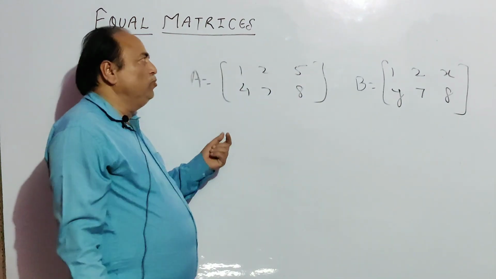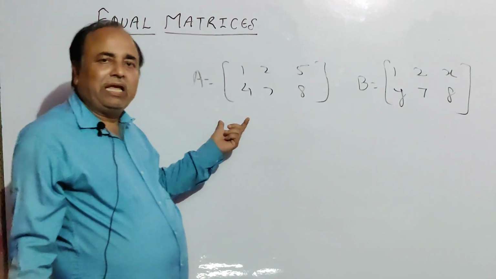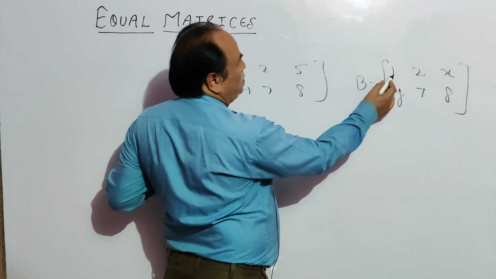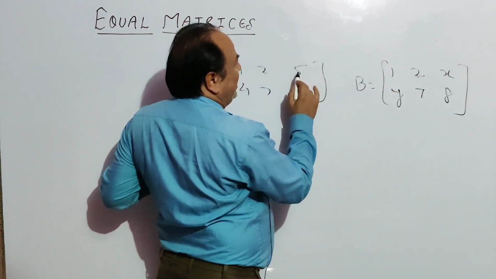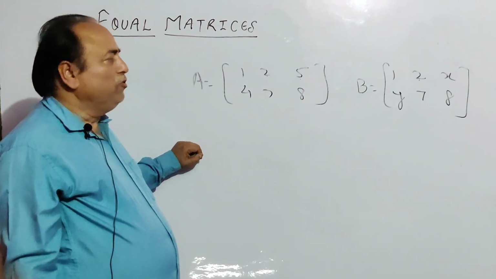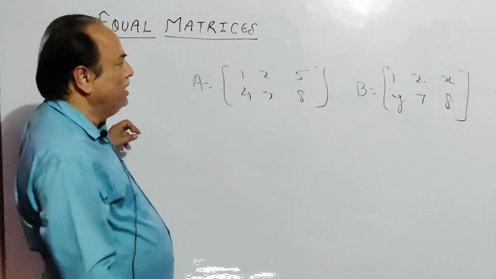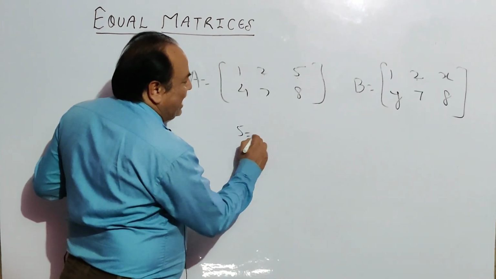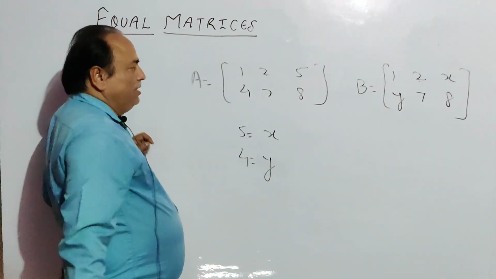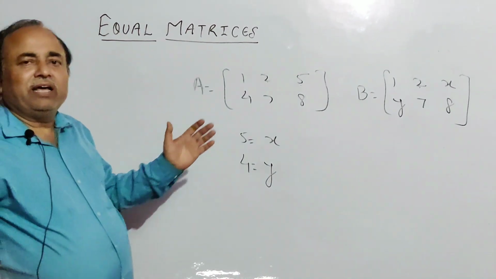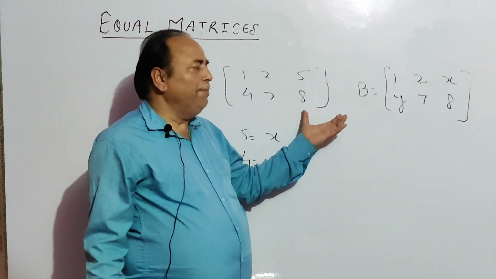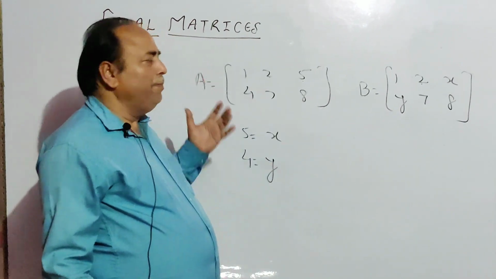So I have told you that two matrices are said to be equal when they are of the same order and their corresponding elements are equal. Here it is 1, and here it is also 1; here it is 2, and here it is also 2. That means when these two matrices are equal, we can find the values of unknown quantities also. That means 5 is equal to x and 4 is equal to y. Now see, we have compared their corresponding elements, and they are equal. So this is an example of two equal matrices.